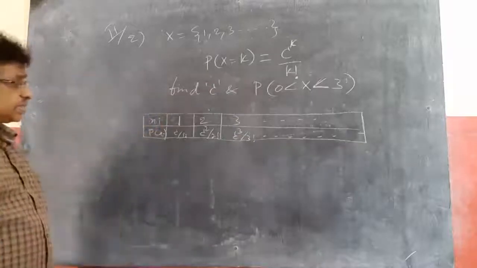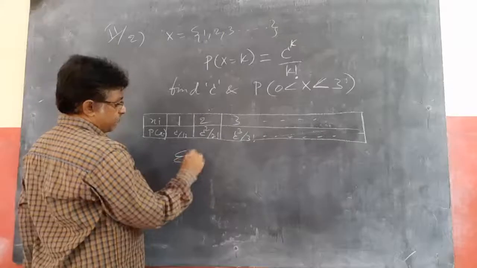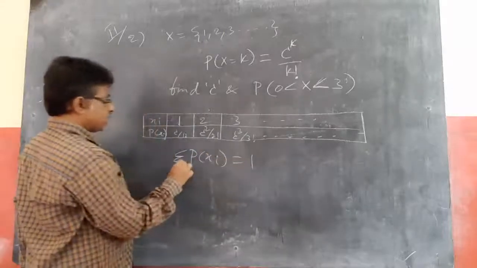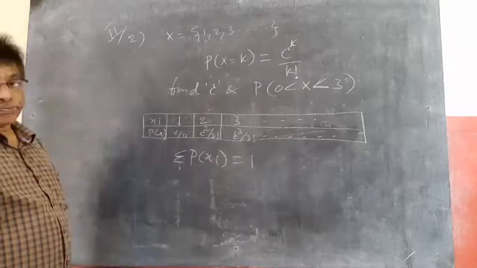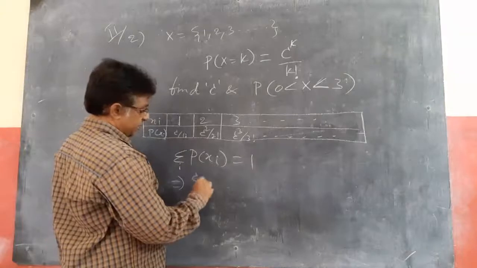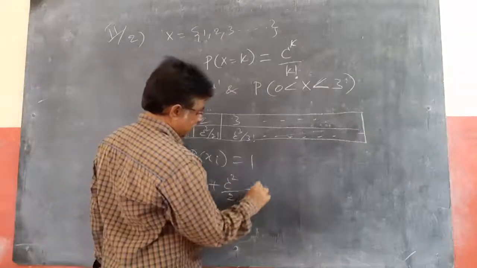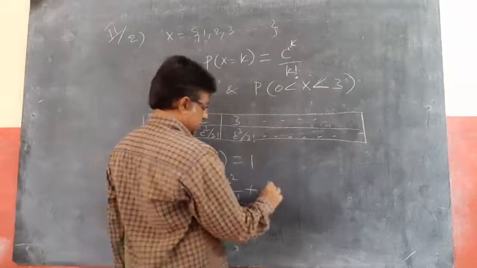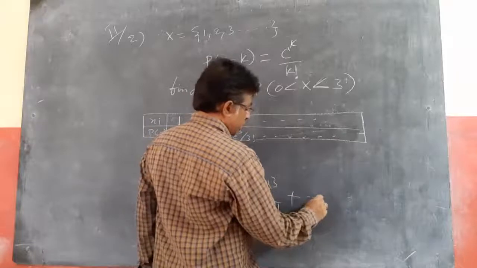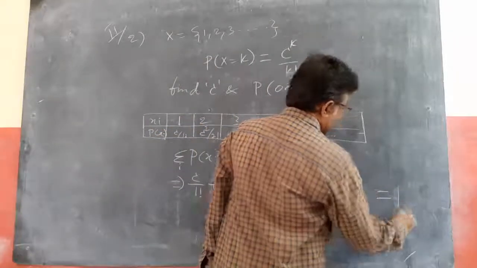So if you observe this, we know that sigma of P of xi is always equal to 1 for every i. Sigma of P of xi equal to 1 implies c by 1 factorial plus c square by 2 factorial plus c cube by 3 factorial plus c power 4 by 4 factorial and so on till infinity is always equal to 1.